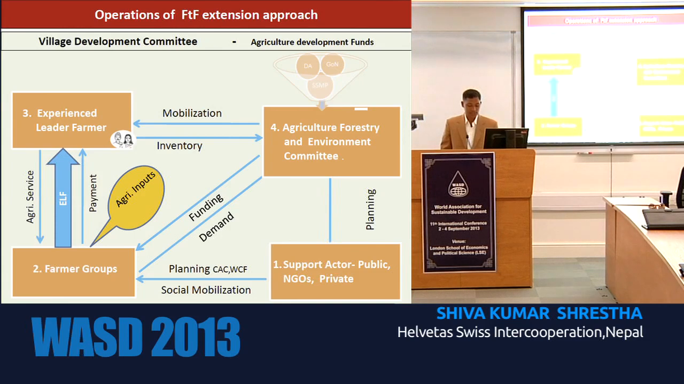The Agriculture, Forest and Environmental Committee is the main committee that will make a plan or hold the committee based on the demand of the farmers. Then they will mobilize the experienced leader farmers, right? And the government, private sector, and other development partners will just facilitate the Agriculture, Forest and Environment Committee to make the planning at that level.